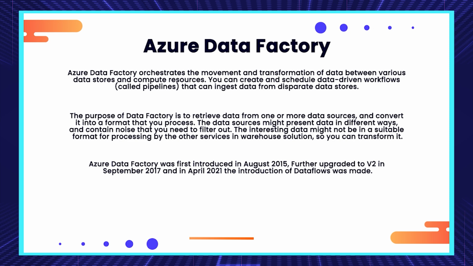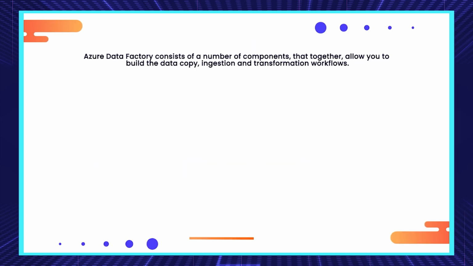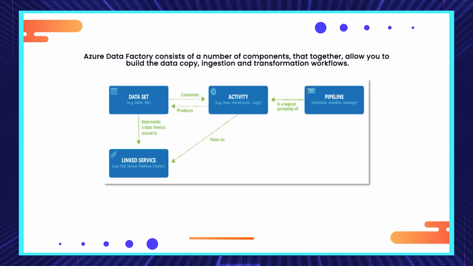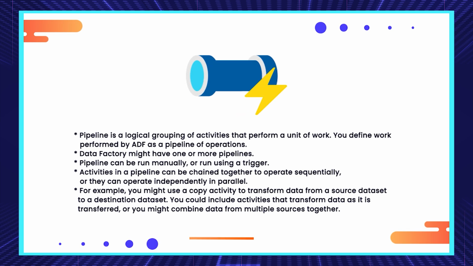So the basic key components of Azure Data Factory are pipeline, activity, dataset, and linked service. So we'll go with pipeline. What is a pipeline? A pipeline is nothing but a logical group of activities that perform a unit of work. So you can define the work performed by each of the pipelines in ADF. Data Factory might have one or more than one pipelines, and these pipelines can be run manually, or we can run them using a trigger.